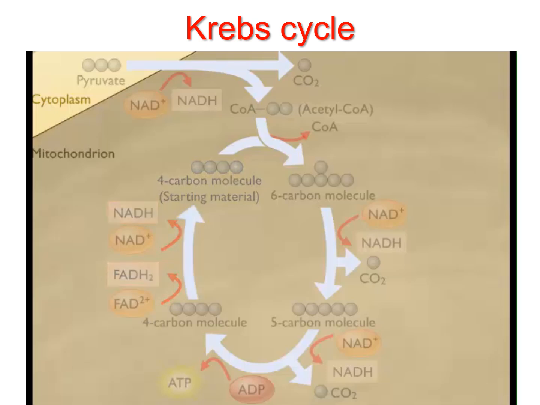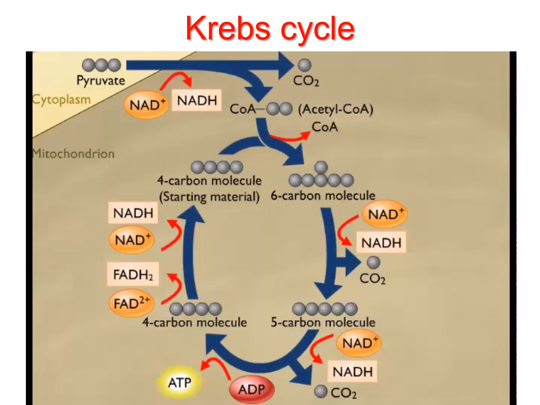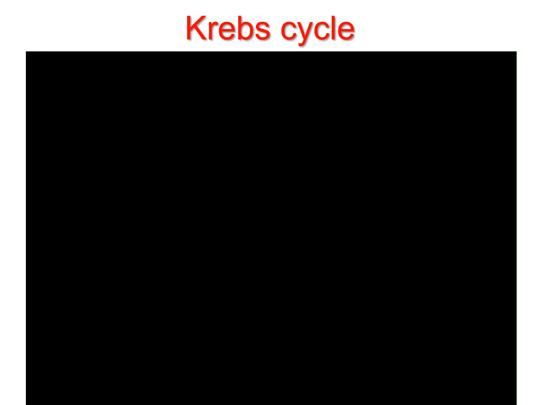Each glucose molecule is broken down into 2 pyruvate molecules during glycolysis. Then each pyruvate is converted to acetyl-CoA, which enters the Krebs cycle. Thus, for each glucose molecule, the Krebs cycle must complete 2 circuits to completely break down the 2 pyruvate molecules. Now stop the video and practice drawing the Krebs cycle.